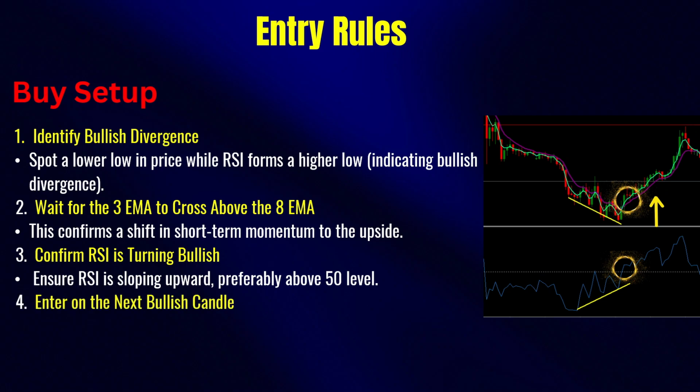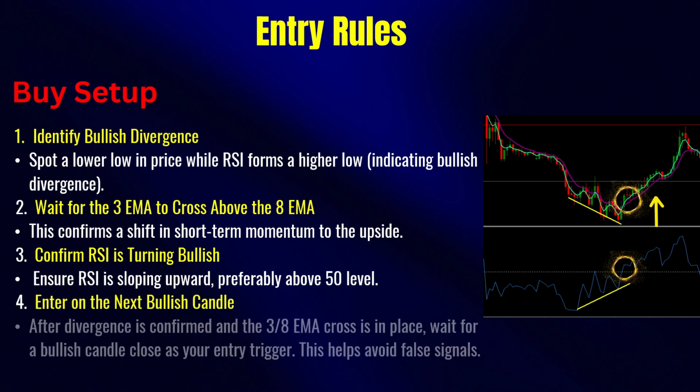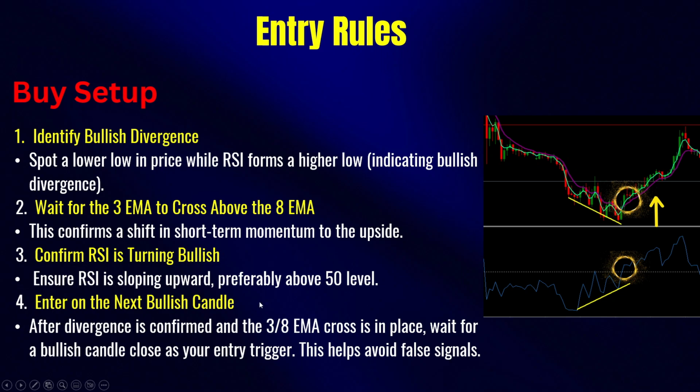And the last thing is how to enter. We're going to enter on the next bullish candle. So what I normally do after divergence is confirmed, the 3 EMA crosses the EMA 8, and we wait for the RSI cross, is wait for the bullish candle right here. Normally I set up a pending buy order a few pips above the candle close, and then it triggers, and then I enjoy the profits.